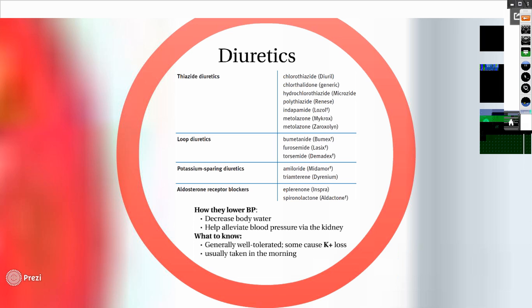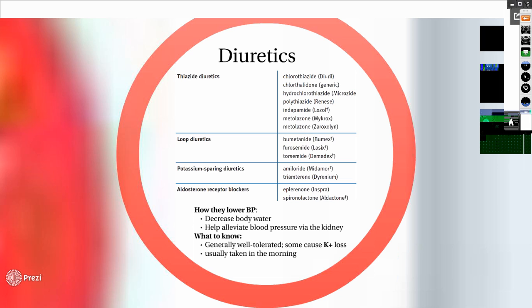We have all this fluid. Back to the physics again. All this fluid in our vessel applies pressure to the vasculature and forces the heart to pump more and harder to maintain that volume flow rate. So what do these do? They relieve the body of this hypervolemic state and help decrease the blood pressure. Basically, what to know about these agents is they're very well tolerated and they can cause some potassium loss. That's why we have potassium sparing diuretics.